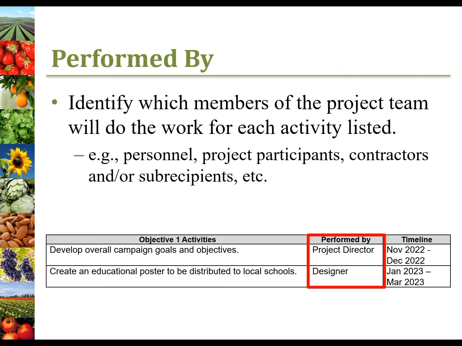In the Performed By column of the table, we ask that projects identify which members of the team will be doing the work for each activity listed. Examples of those who can be included are personnel, project participants, contractors, and/or subrecipients. It is important to note that all individuals for whom SCBGP funding is requested in the budget narrative template must be responsible for at least one activity listed in the project objectives and work plan template as well. So please ensure that everyone listed in the budget narrative template is also listed in the project objectives and work plan template. It is also important to list the individuals performing the tasks by their title rather than their name, as illustrated in the example.